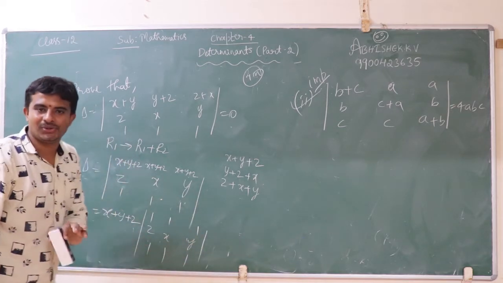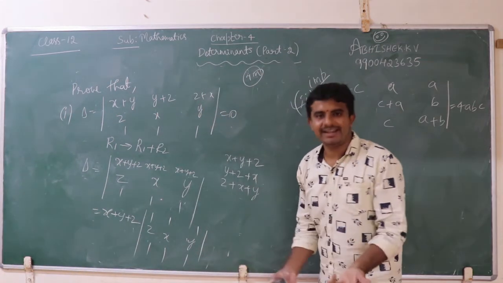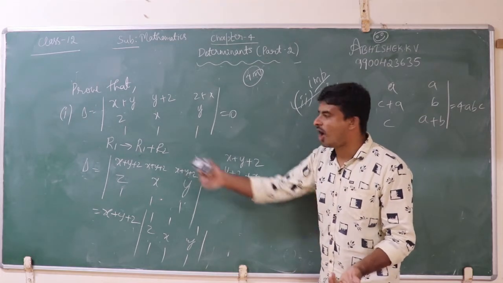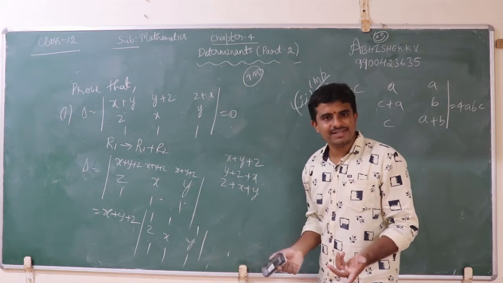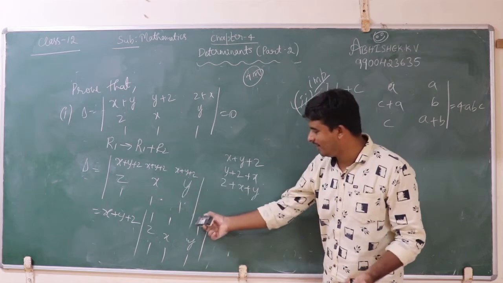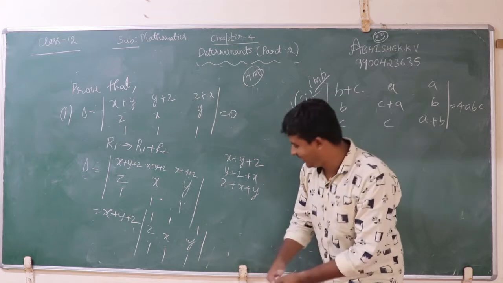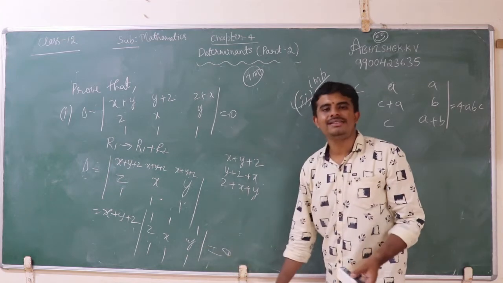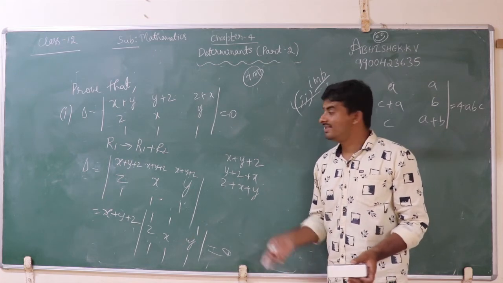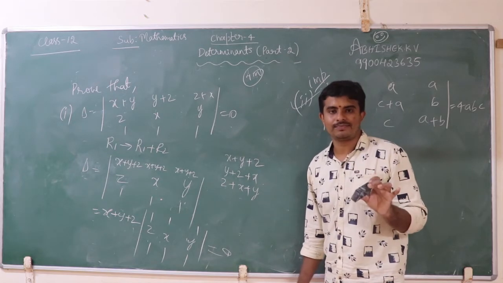See, I already told you, if you don't get any two rows or columns identical, try to make any two rows or columns identical. What is the operation for that? R1 changes to R1 plus R2. X plus y plus z, x plus y plus z, x plus y plus z. Take out that common. You are getting 1, 1, 1, z, x, y, 1, 1, 1. Here R1 is equal to R3. You can easily write the value of the determinant is equal to 0. 0 into x plus y plus z is equal to what? 0. See, this is the technique to solve these kinds of problems. This is for 4 marks. Yes.